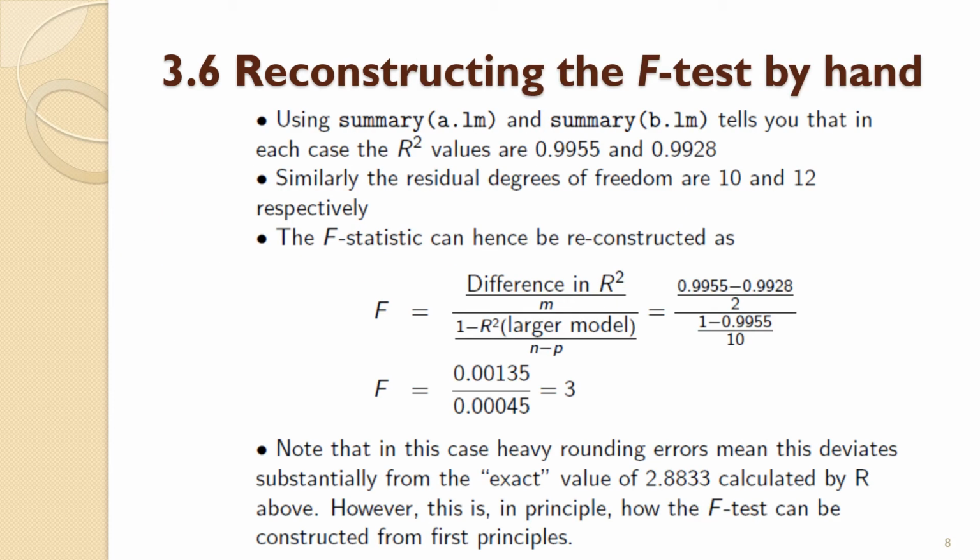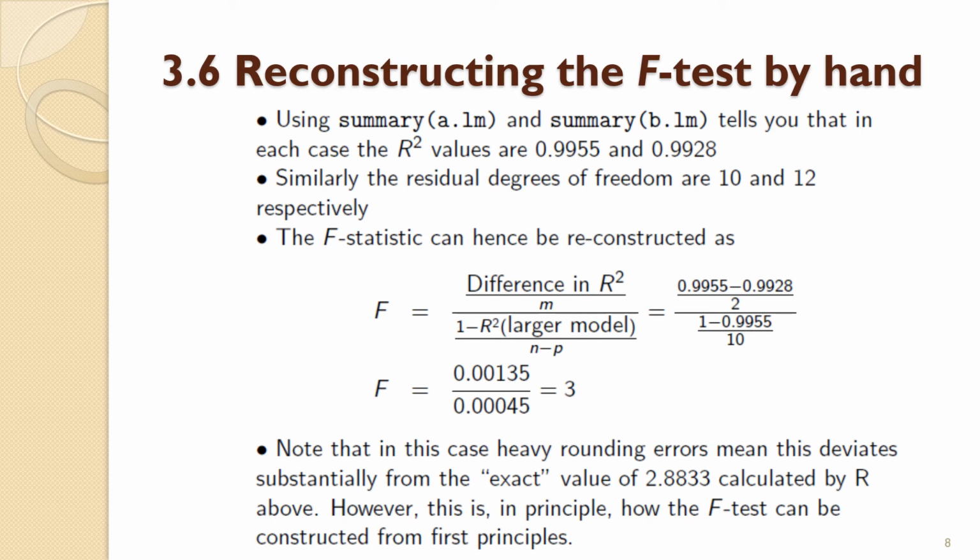I wanted to try and reconstruct the F-test by hand. One of the problems here is that R is a bit too efficient in some of the rounding that it does when it presents results, so there is some inevitable rounding error when you reconstruct the results by hand from first principles, but hopefully you can get the right basic idea.